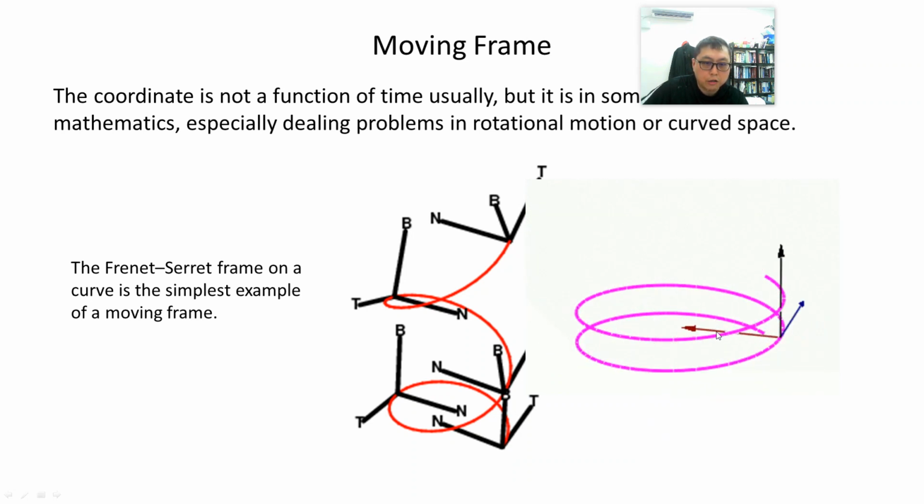There's a blue color, red color, and black color. These are three unit vectors that follow the trajectory. You will see that their direction depends on time. Like I said, for difficult problems, you want your coordinate to be a function of time. But in this class, we won't face such problems. I just wanted to show you.